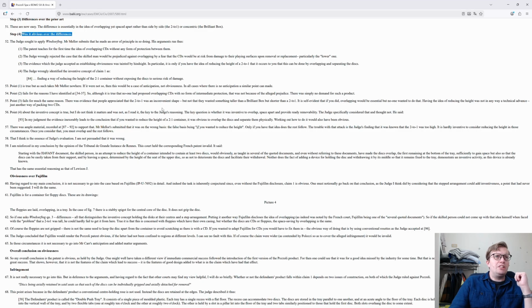Point two fails for the reason I've identified at 34 to 37. So although it is true that no one had proposed overlapping CDs with no form of intermediate protection, that was not because of the alleged prejudice. There was simply no demand for such a product.